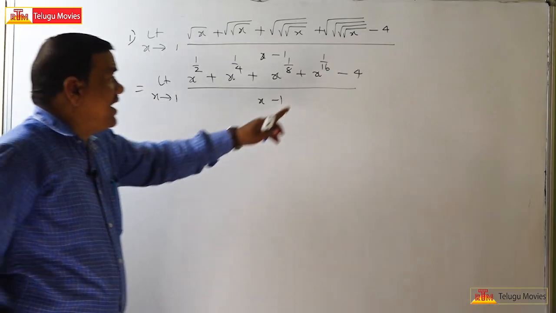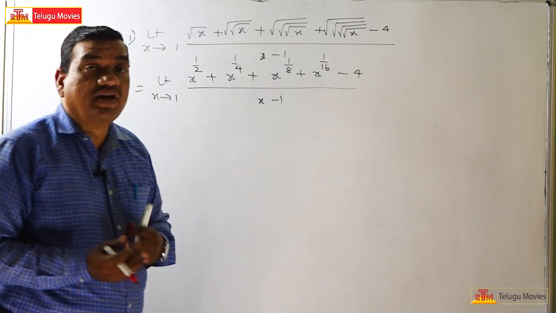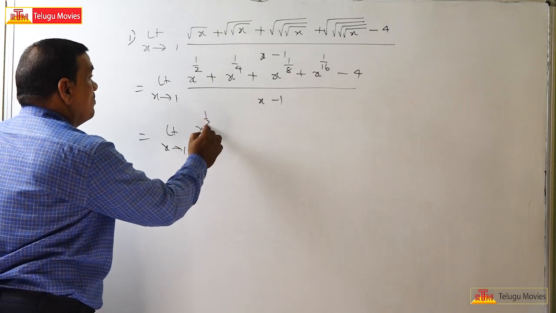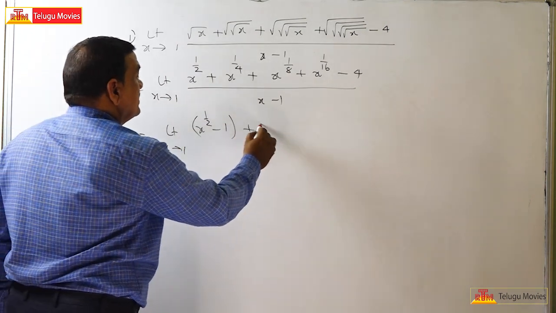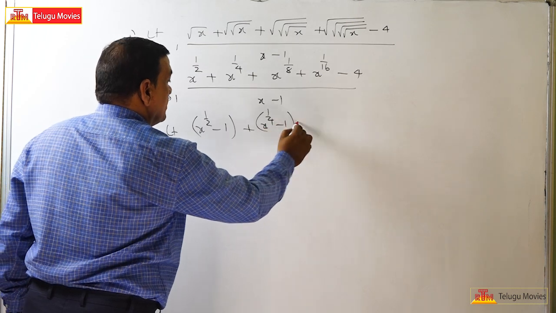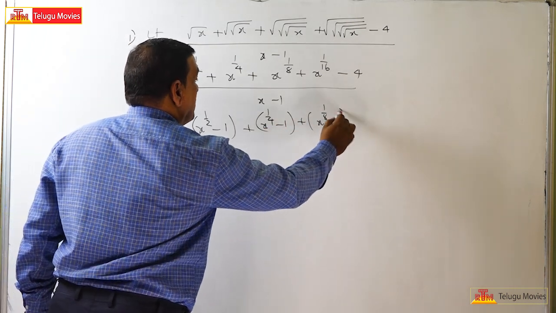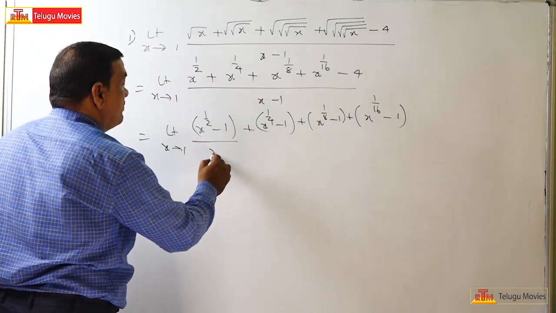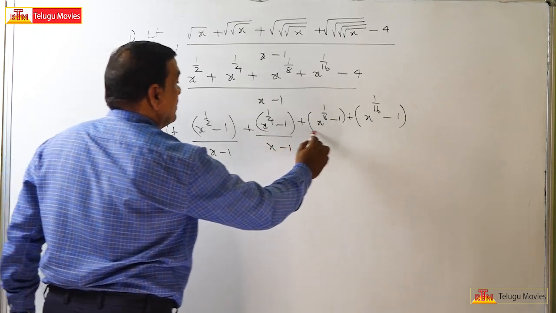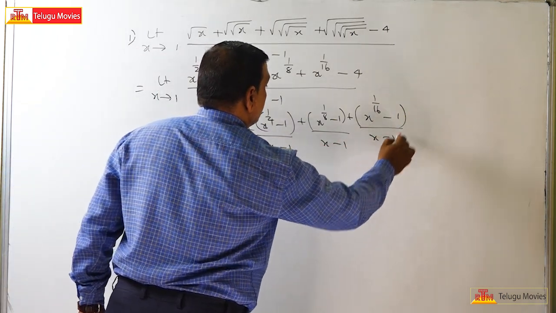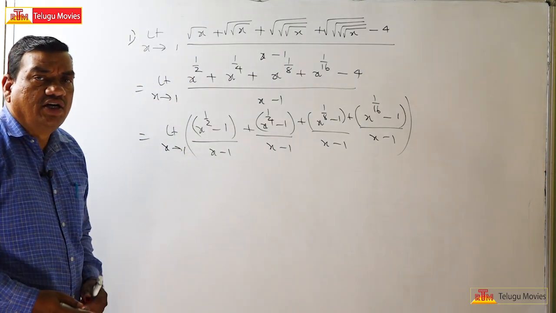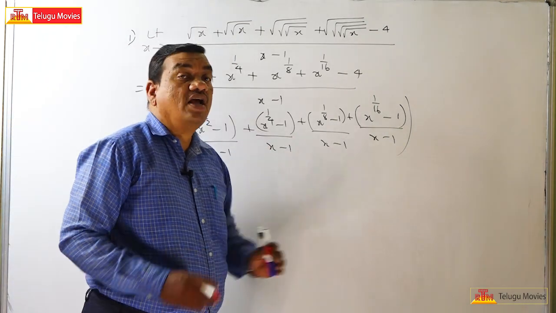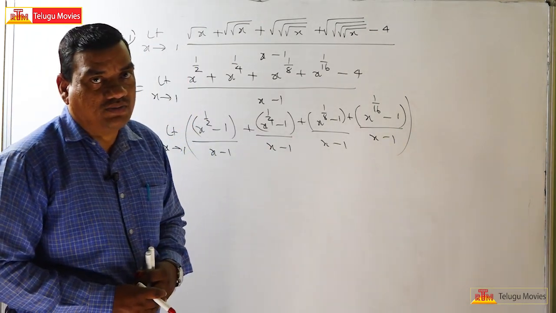Now here minus 4 is there. We will write the minus 4 as limit x tends to 1, x power 1 by 2 minus 1 plus x power 1 by 4 minus 1, x power 1 by 8 minus 1, x power 1 by 16 minus 1, whole divided by x minus 1, here x minus 1, here x minus 1, here x minus 1. According to the properties of limits, we can apply the limit x tends to 1 to each and every term in that algebraic expression.